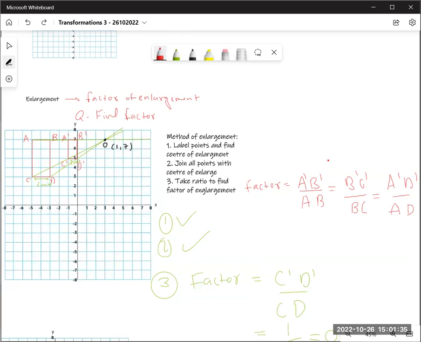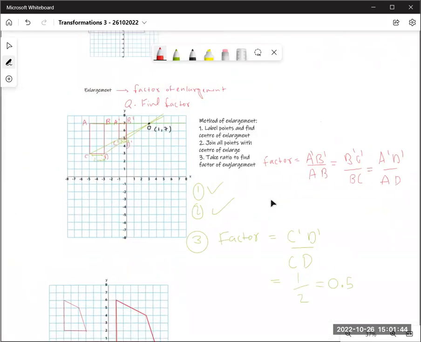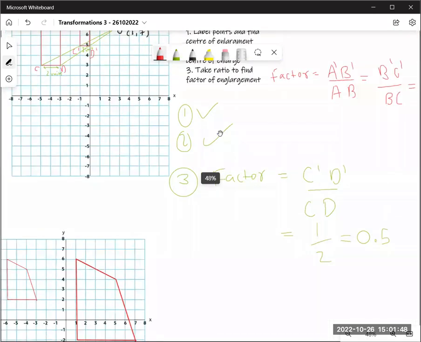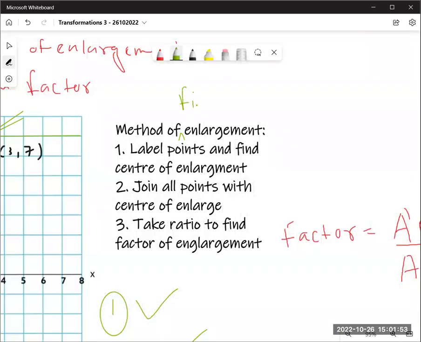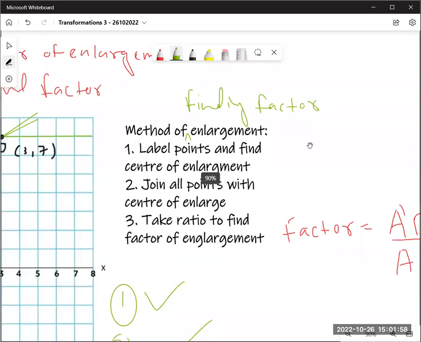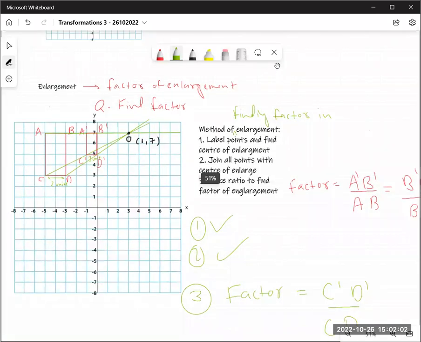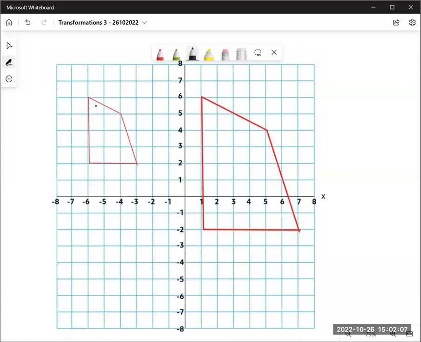My goal is to actually make the fundamentals clear before we move on. But I think this is clear. And as written, you can change a few words over here: method of finding factor in enlargement. If that helps. We'll look at drawing enlargement in a second. Now try finding the factor and the center quickly.